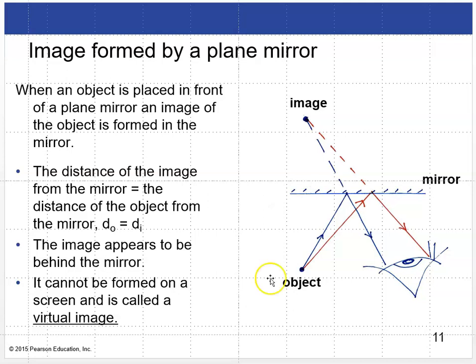And this cannot be formed on a screen. So you can't put a screen back here and see an image. So this is called a virtual image. It's not really there. It's just a construct of our eyes, because we think that all light moves in straight lines. We don't realize it actually is bending off the surface. So to us, we form this image back there because in our brain, light moves in straight lines. And there's the straight lines to construct the image.